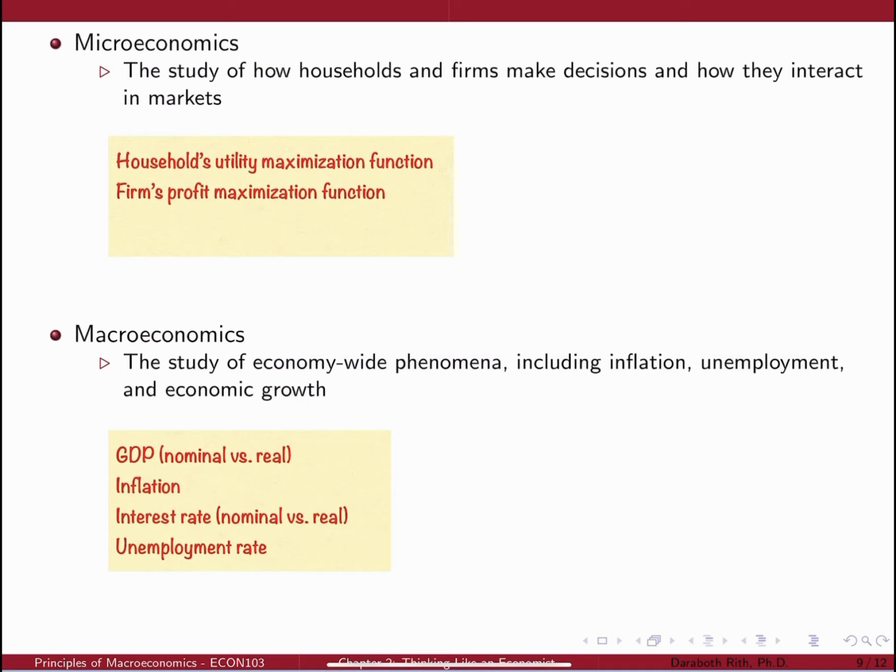Now we come back to the subject of economics. Since economics is a broad field that looks at many aspects of the economy, it is useful to view it at two different scopes: microeconomics versus macroeconomics.